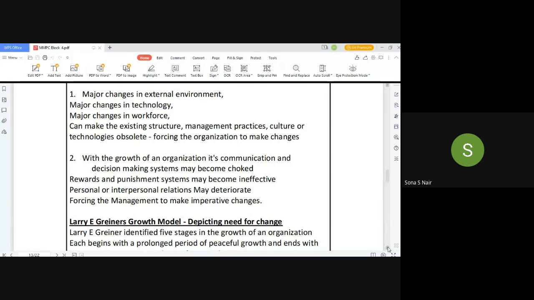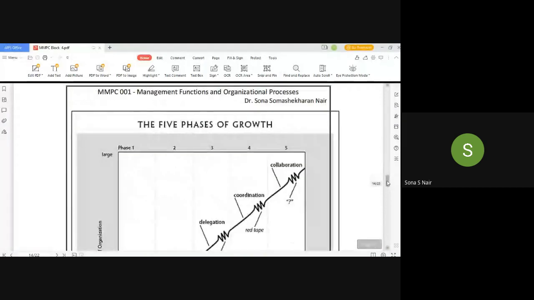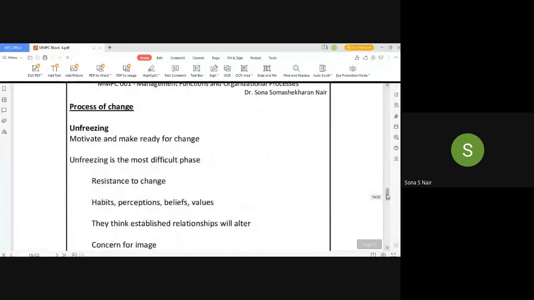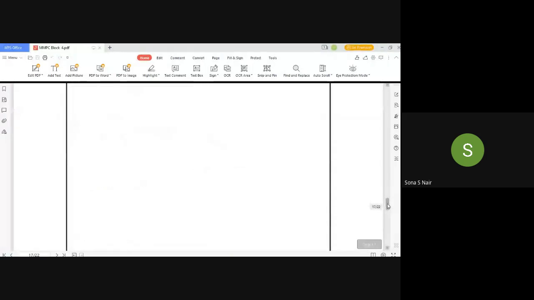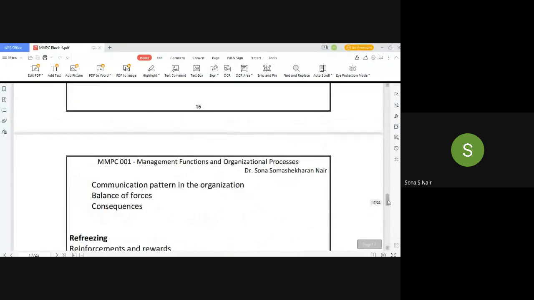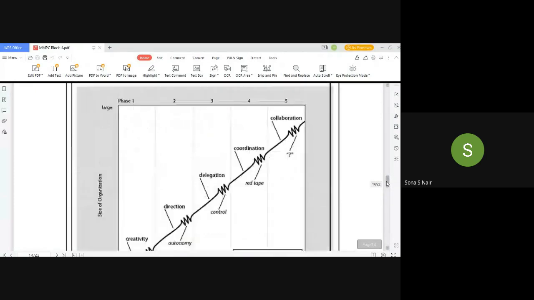There's a very important theory which is connected with the second factor that we talked of, that with the growth of an organization, its communication and decision-making systems become choked. Give me a minute to identify exactly how much portion is left and how much time would be required to complete it, and then I'll come back to this presentation. We'll take half a minute. Not an issue at all. I think it'll be easily done.